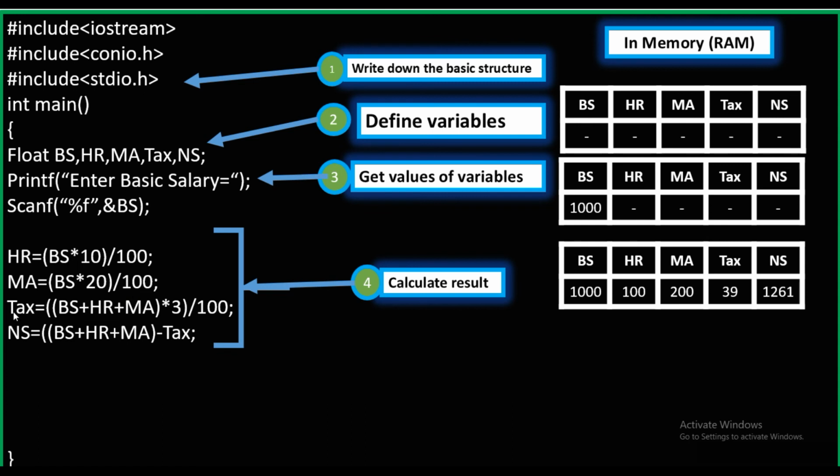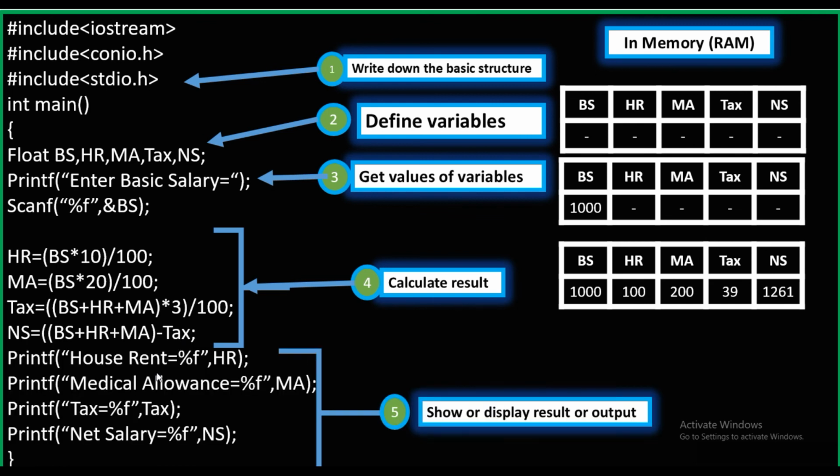You have to calculate the tax of total salary. The total salary will be basic salary plus house rent plus medical allowance. So tax is add all salaries, mean basic salary plus house rent plus medical allowance multiplied by 3 for 3% and divide by 100. At the last, you have to calculate the net salary, and net salary is basic salary plus house rent plus medical allowance minus tax.